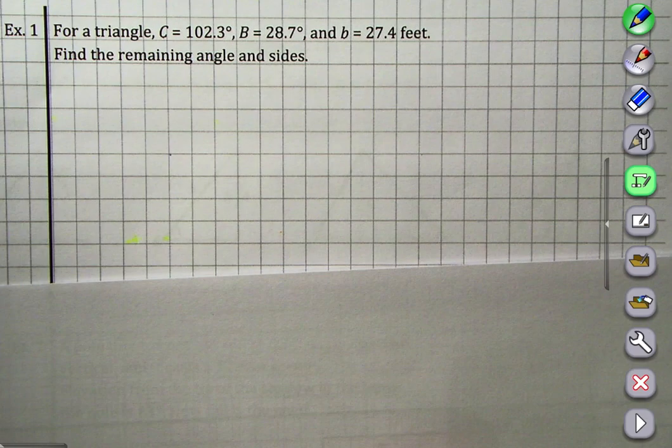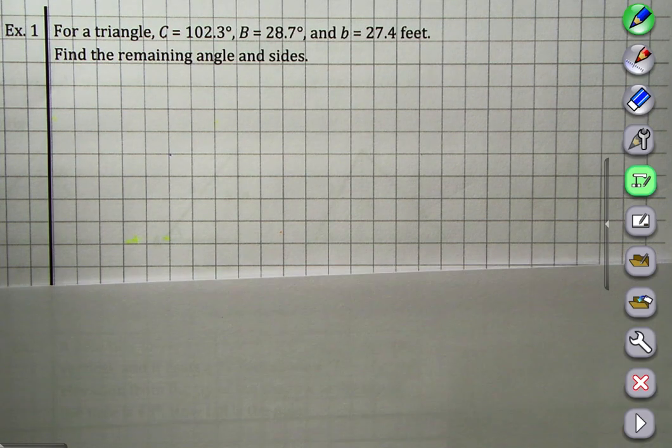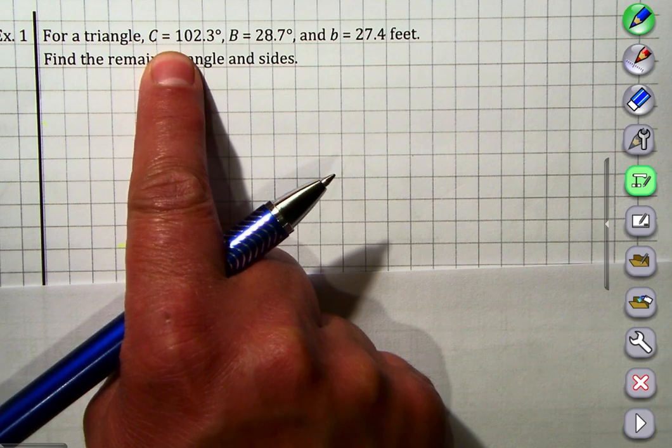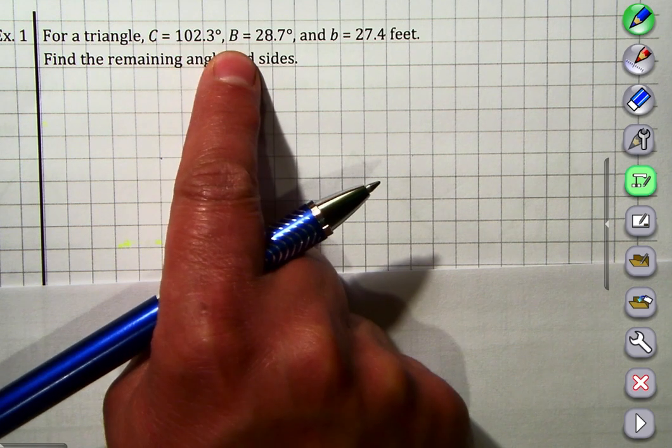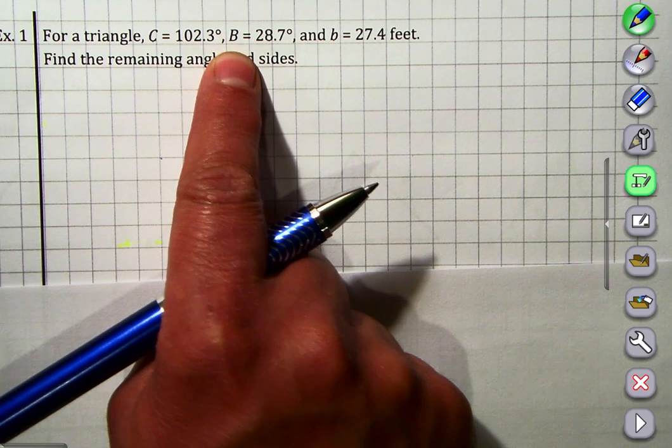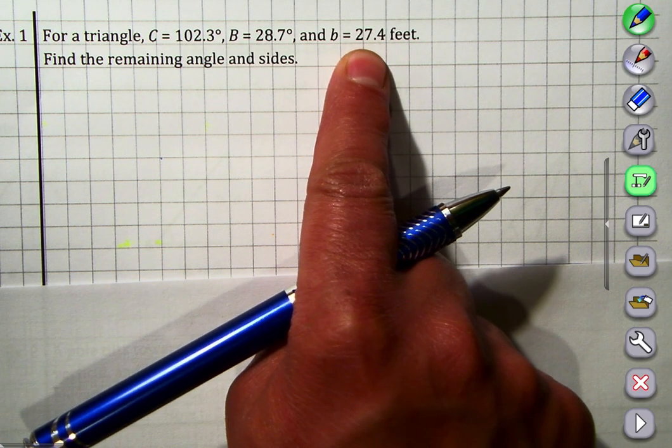Go ahead and take the time to copy it down, and then we'll continue. Go and pause it if you need to. So for a triangle, angle C is 102.3 degrees, angle B is 28.7, and we have side b that's 27.4.